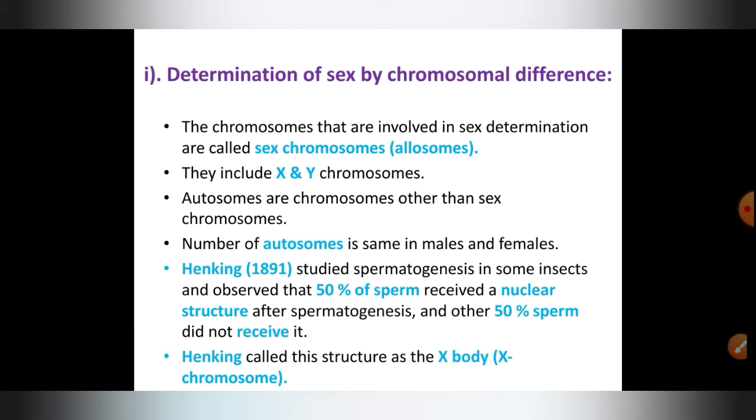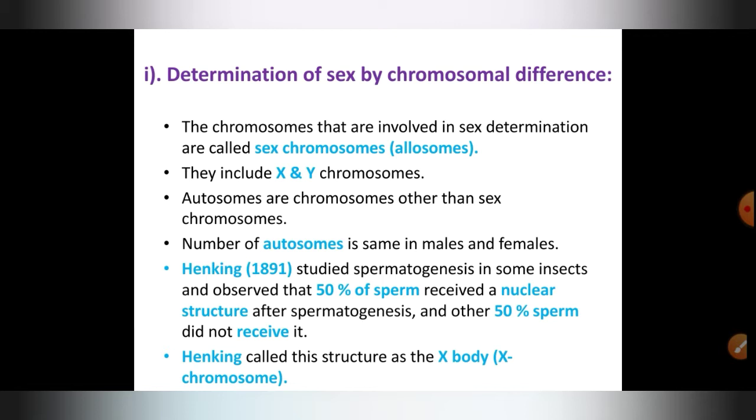Henking, in the year 1891, studied the spermatogenesis process in insects, and he observed that 50% of the sperm received a nuclear structure after spermatogenesis. You know what spermatogenesis is? It is the process of formation of sperm cells, which occurs in the testis of the human male reproductive system. The testis is a reproductive organ, and inside it this division process occurs. Here 50% of the sperms receive the nuclear structure after spermatogenesis, and another 50% do not receive it.